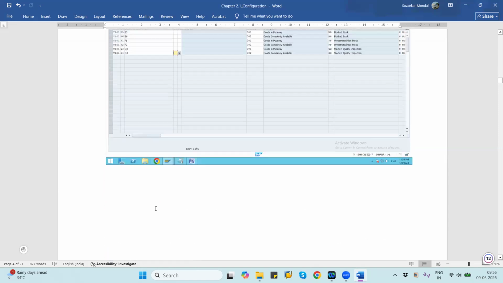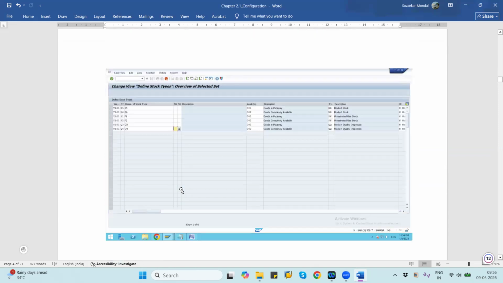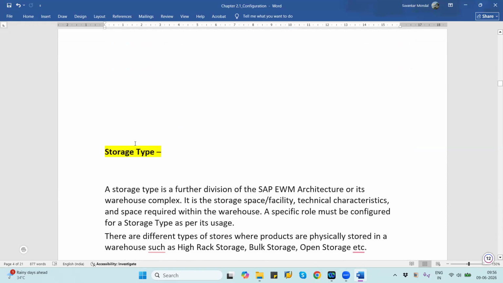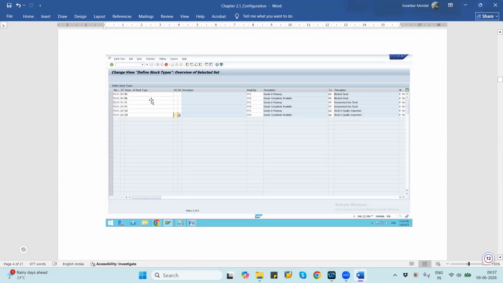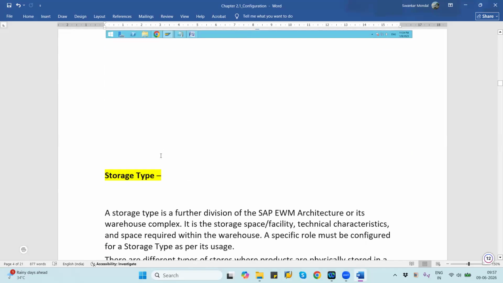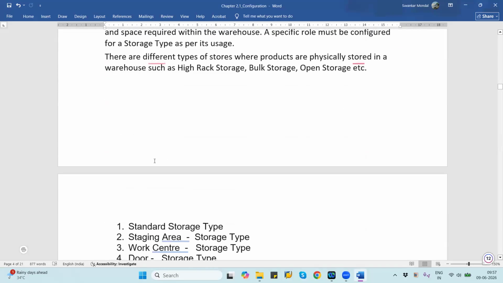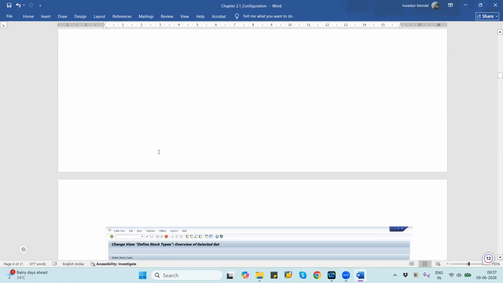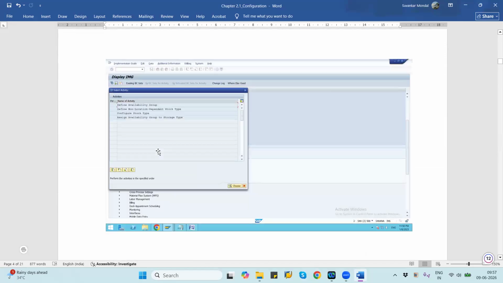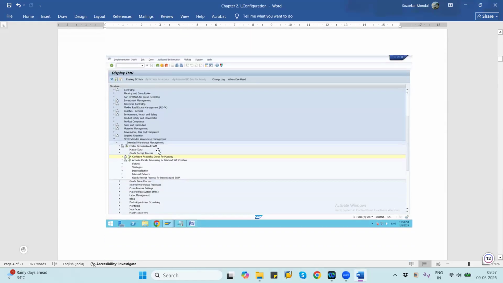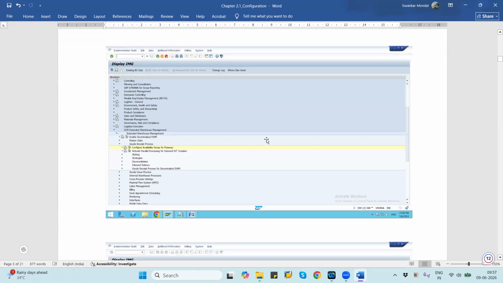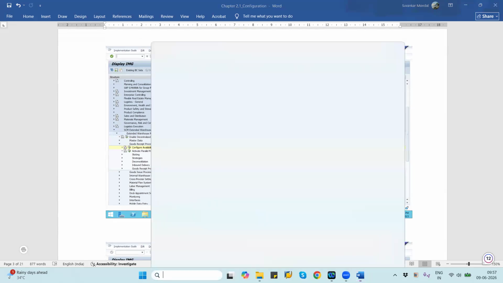First we'll configure the availability group and then we'll move into the storage type, which is our next organization structure. Because when you copy the storage type, it will throw an error if the availability group is not configured, because availability group data is a parameter of storage type. So first, we always need to configure the availability group before configuring storage type. Now let's log into the system.